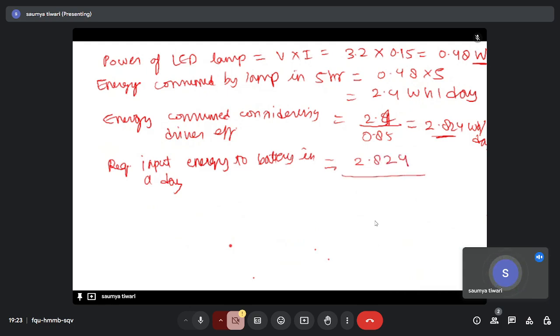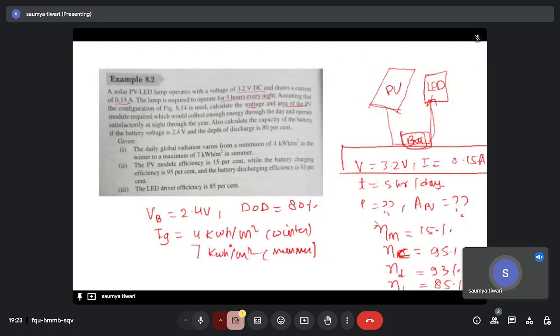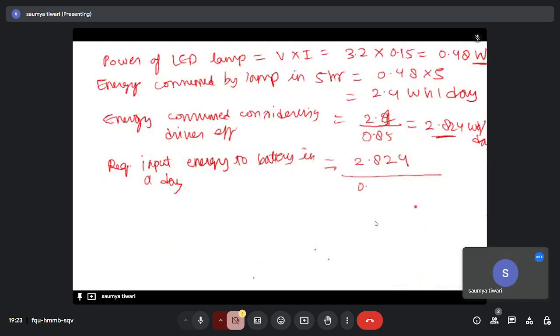Now we will consider the charging and discharging efficiency of the battery also, which is 93 and 95%. So we will divide it by 0.95 and 0.93. So this value will become 3.196 watt hour per day. So this is the actual energy input that is required to be fed into the battery for our load requirement.